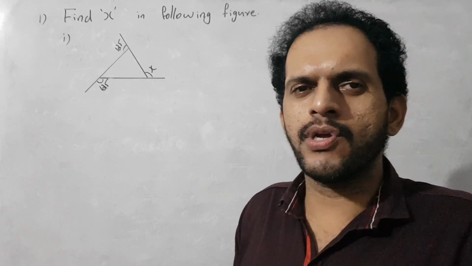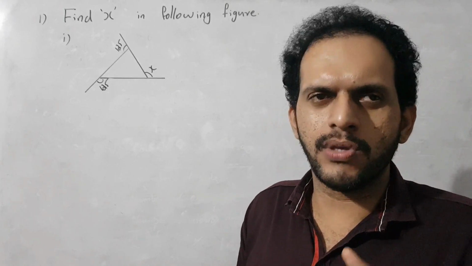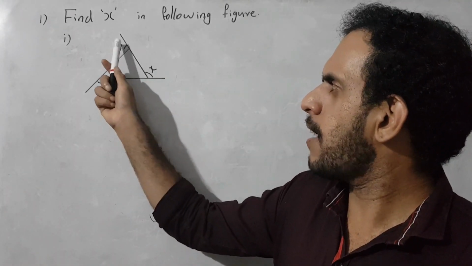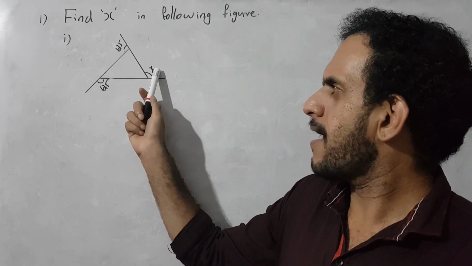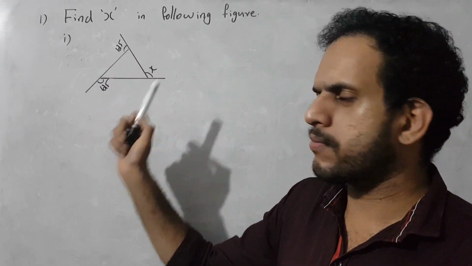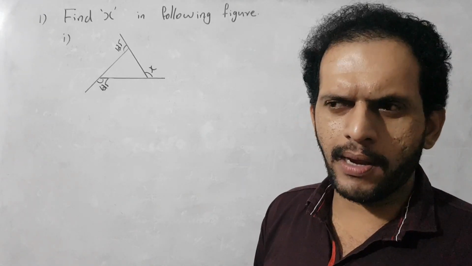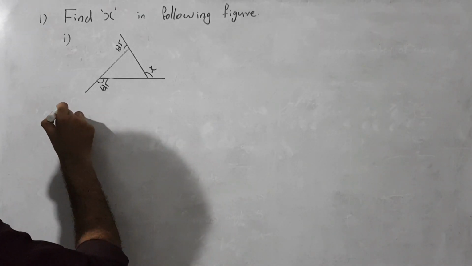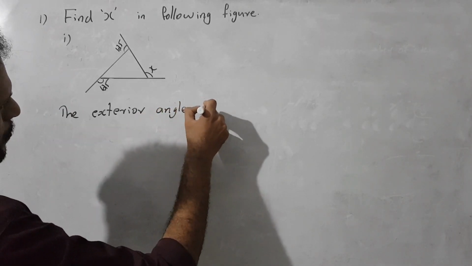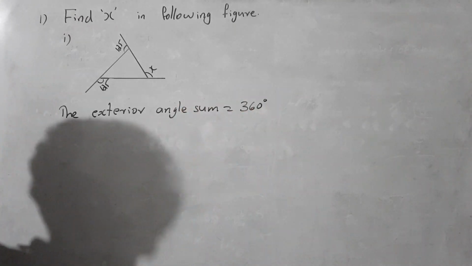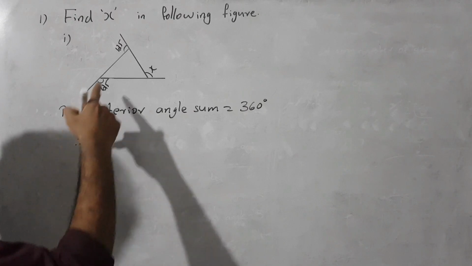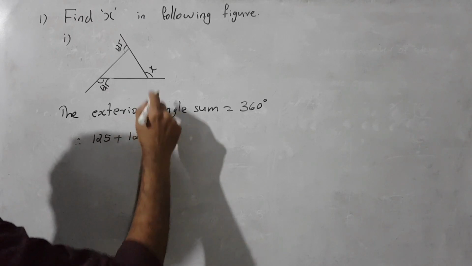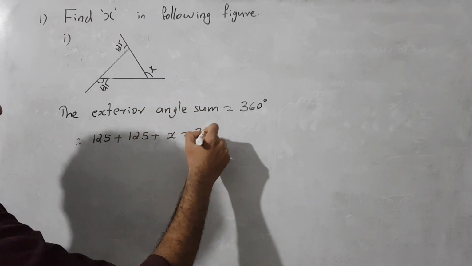Always we know the exterior angle sum of a polygon is equal to 360. Okay, then first we check it. Here all other exterior angles are given. We need to find x. Except x, all other exterior angles are given. Yes. Then it's very easy, directly possible to find. Correct. So we start. The exterior angle sum is equal to 360 degrees, correct? Therefore, the exterior angles: 125 plus 125 plus x is equal to 360 degrees.